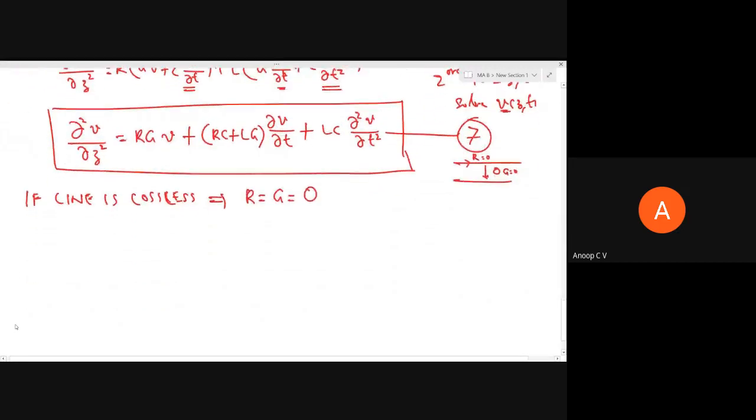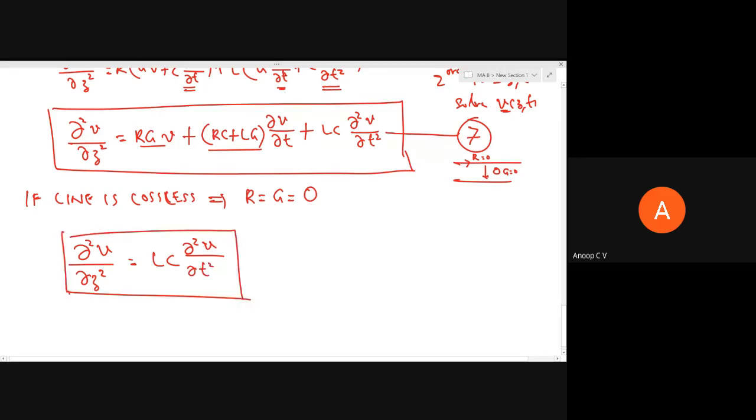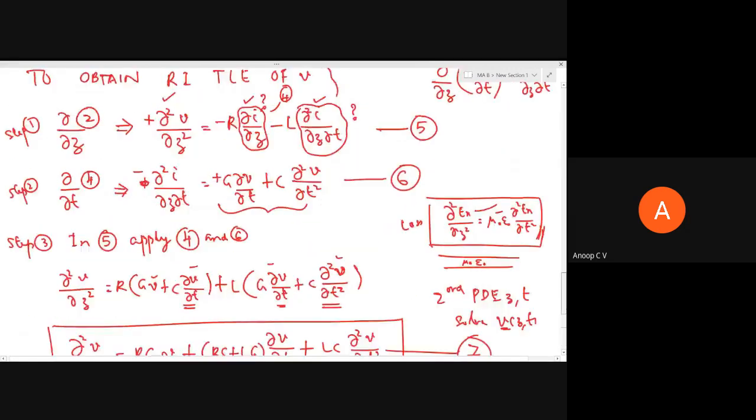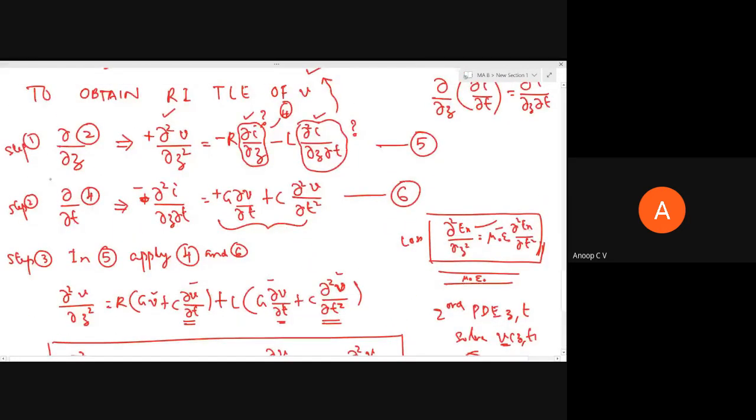If you apply that, this term will be 0, this term will be 0. Only what will be left for a lossless line, we'll get dou square V by dou Z square is equal to LC times dou square V by dou T square, right? So this is the transmission line equation for a lossless transmission line. Similarly, you can obtain the equation for current. What you should do is just reverse these: you do dou by dou Z of the second equation and dou by dou T of the first, and apply the same thing.